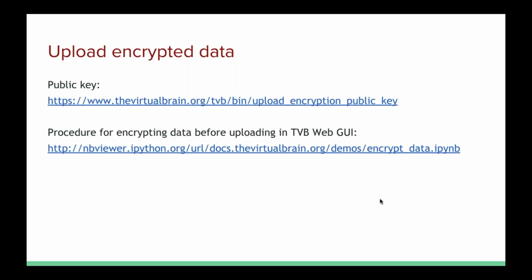We publish our public key at this link. Anyone could access it from here. And we also publish a notebook with guidelines on how users should do this encryption. And it's available at this link.